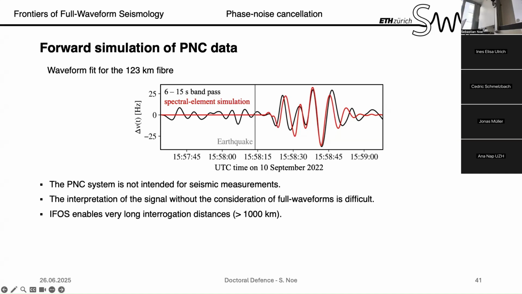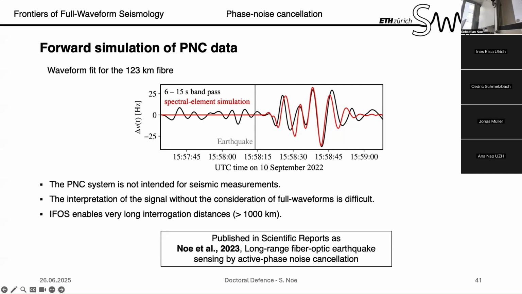So I would just like to mention that this PNC system itself was never intended for seismic measurements, and it still captures it. And we can actually understand these measurements with full waveforms. And I would even go as far as to claim that it's extremely difficult to use anything other than full waveforms for this type of measurement, because you have multiple phases arriving anywhere along the line at the same time. So it's really difficult to distinguish them. And also, potentially, you can have very long interrogation distances with this type of integrated fiber optic sensing, which makes this quite interesting.